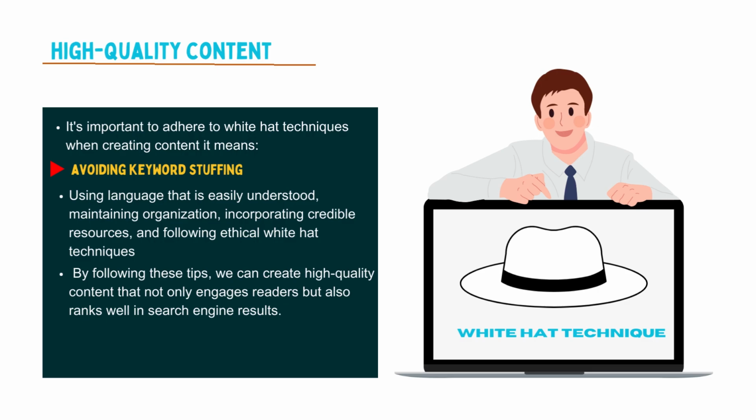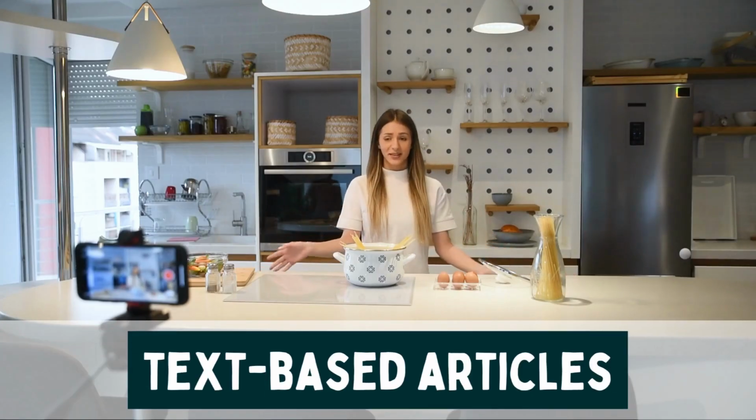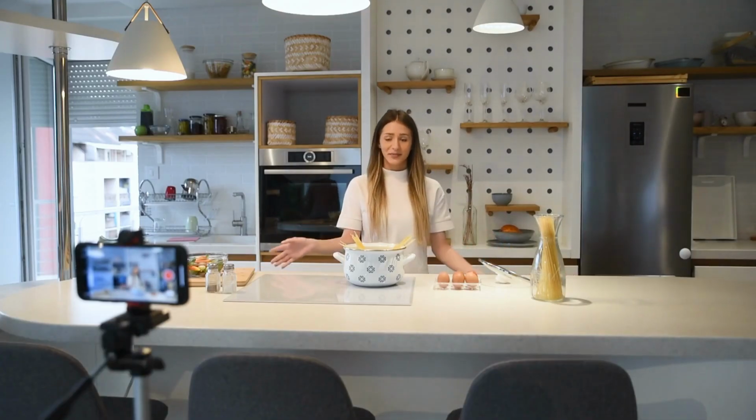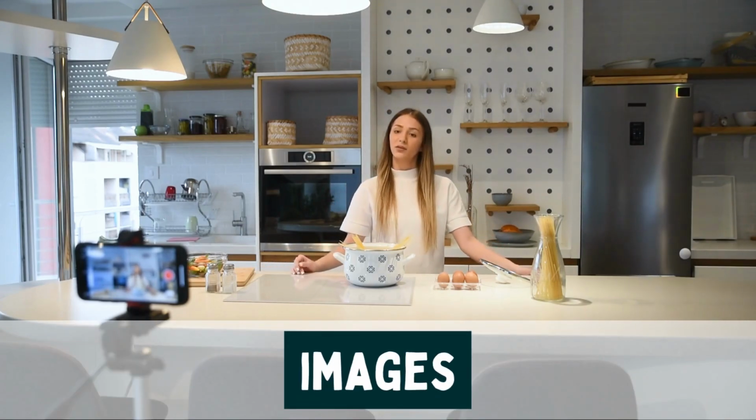By following these tips, we can create high-quality content that not only engages readers, but also ranks well in search engine results. When we talk about opting for white hat techniques, it means writing content naturally, maintaining organization and readability, incorporating third-party sources, and ensuring that it addresses a specific question or topic. There are various types of content, including text-based articles and other visual formats like infographics, videos, and images.